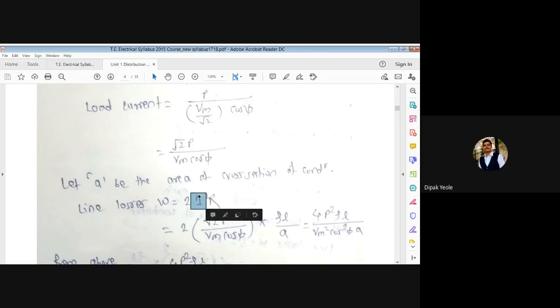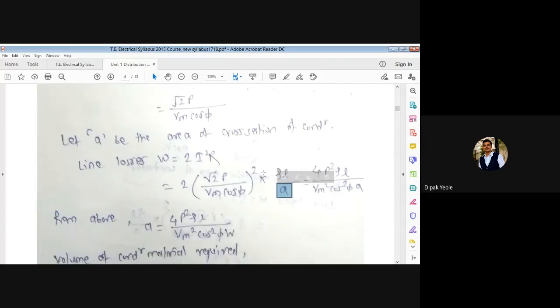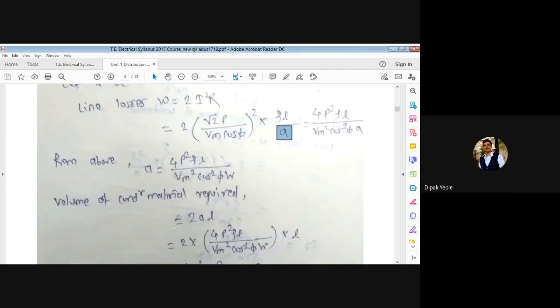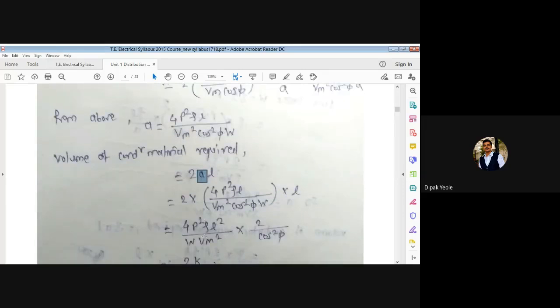Put the value of R as rho L by A. Try to find out the area of cross section A from this equation, and after that, the volume of conductor material required is very important. What is the volume of conductor material required equation? It is the same, 2 times AL. Put the value of A and put the value of L. So this is the equation we will get finally.